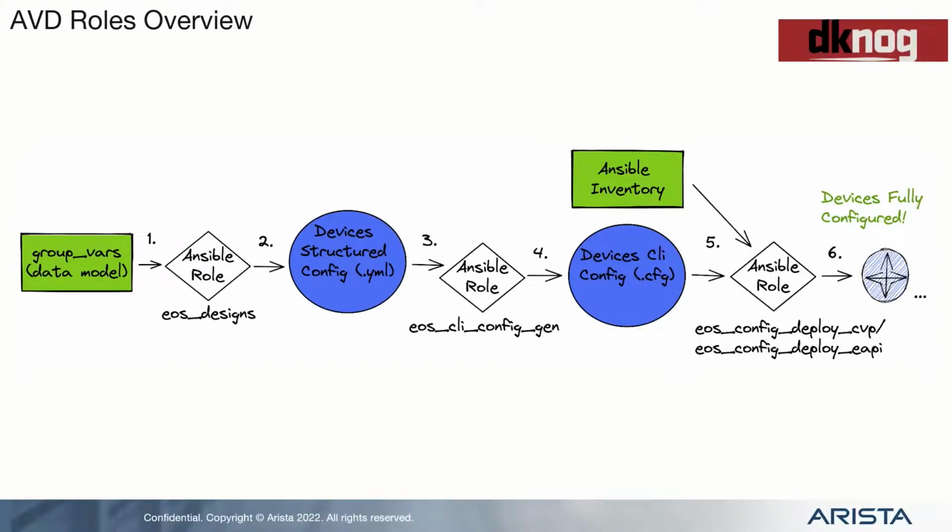So that's good. After this step, we have a complete CLI configuration for each device in the network covering everything. We then use that together with the Ansible inventory with one of these deployment roles. So if you're running CVP, you're going to want to be using the CVP deployment role. If not, you can just deploy straight through the eAPI connection to the devices themselves. And the end result being that the devices are fully configured over there.